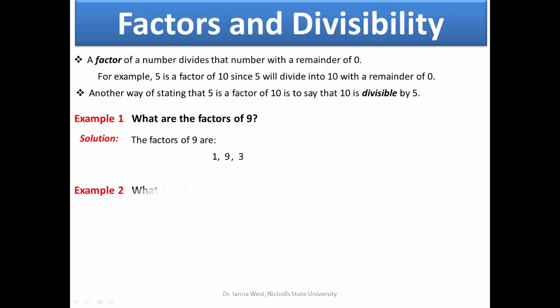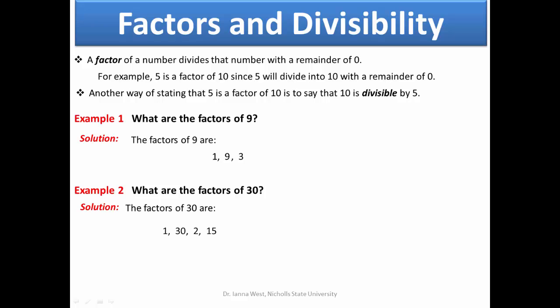For our next example, what are the factors of 30? As stated before, every number will have 1 and itself as factors. So 2 of the factors of 30 are 1 and 30. 30 is also divisible by 2, and 2 divides into 30 15 times. This means that 2 times 15 is 30. Therefore, 2 and 15 are factors of 30.